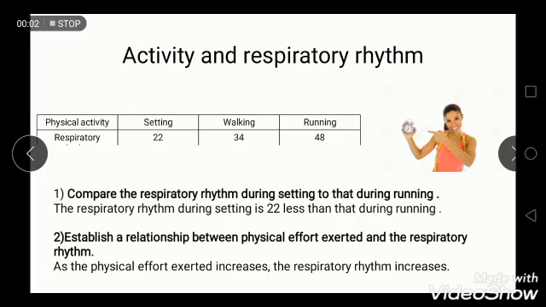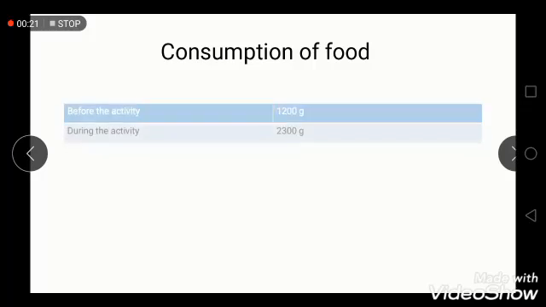So this is the first part of the question, which is how does the need of oxygen vary with the physical activity? But what about the consumption of food? In order to know how the consumption of food or the need of food varies during a physical activity, let's look at this activity.